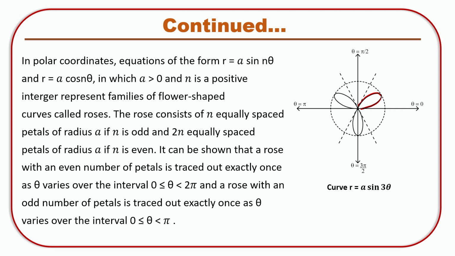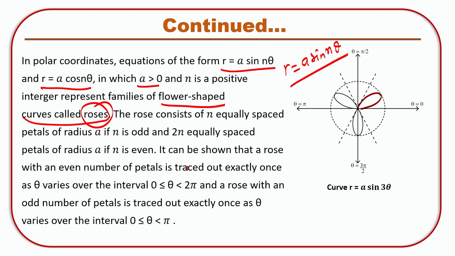In polar coordinates, equations of the form r equal to a sin n theta and r equal to a cos n theta, in which a is greater than 0 and n is a positive integer, represent families of flower-shaped curves called roses. So, r equal to a sin n theta is a rose, right. It consists of n equally spaced petals of radius a, right, where the radius is r equal to a.